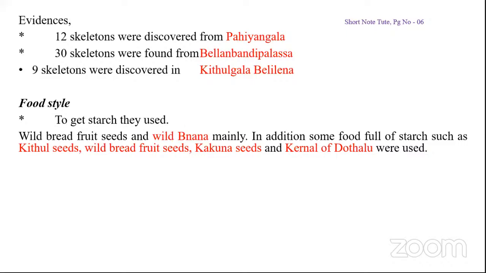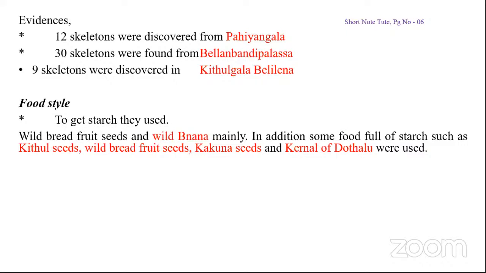In addition, some foods full of starch such as kitul seeds, wild breadfruit seeds, kakuna seeds, and kernel of dotal were used. So other than flesh, they were using plant foods. Wild banana and wild breadfruit seeds are the main. In addition, some things that give starch like kitul seeds, wild breadfruit seeds, kakuna seeds, and kernel of dotal. Kernel means the interior part of the dotal fruit. So they have eaten these, other than the flesh.